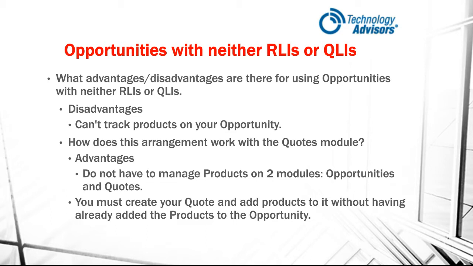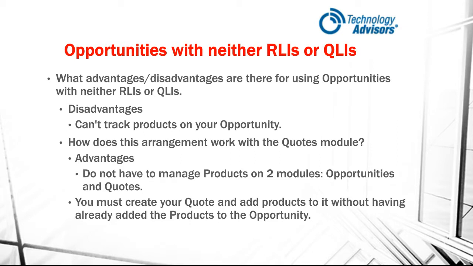That, and then we'll look at the next option. So for example, you can use opportunities with neither revenue line items or quoted line items. The disadvantage of this is you cannot track products on your opportunity. So there's no products at your opportunity level. At that point, your opportunity is essentially the price and the status of your opportunity related to your customer.